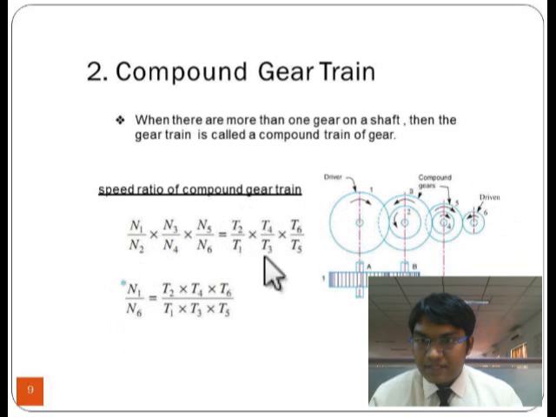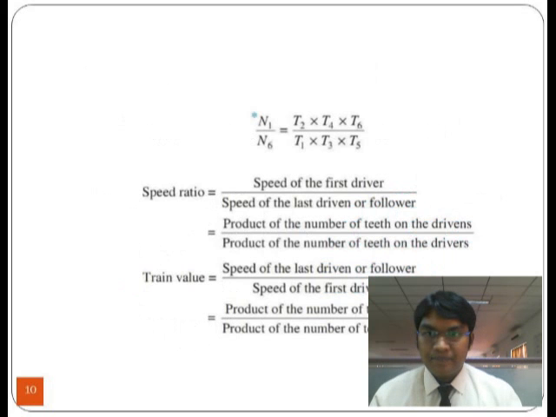You cannot neglect the teeth because each one will have different teeth. So each gear's teeth have to be taken into account. If you're going driver wise, it's going to be all drivens' number of teeth by all drivers' number of teeth. So this is the slide. This is what I have explained to you now.